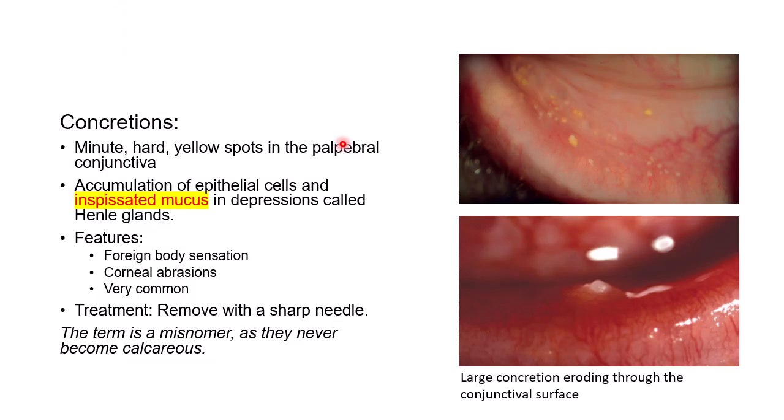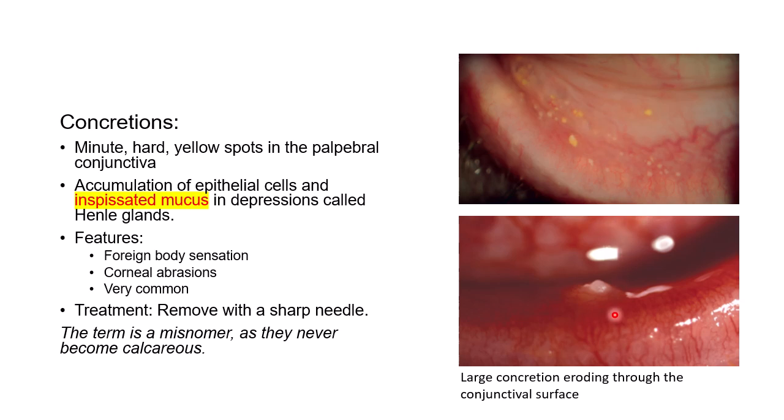That's the steps. The third type of conjunctival degeneration is concretions, which are minute, hard yellow spots. Now, as the name suggests, concretions, they're not actually calcium, but they are inspissated mucus in depressions known as Henle glands, which are present in the normal conjunctiva. Okay, Henle glands. So mucus gets accumulated and inspissated such that it becomes hard, stone-like, and it becomes a concretion.